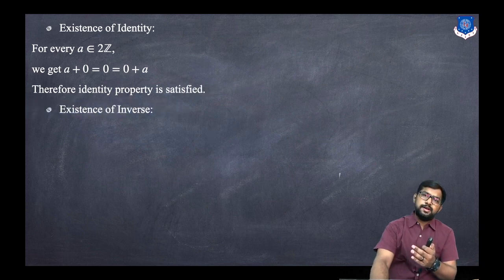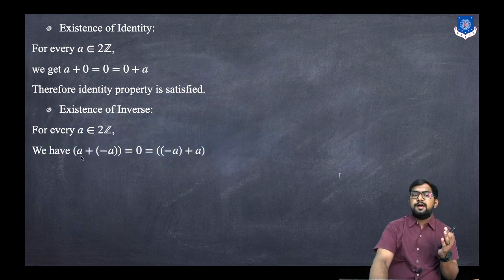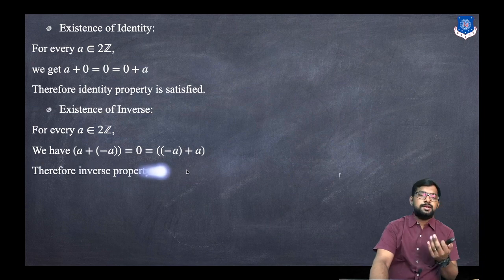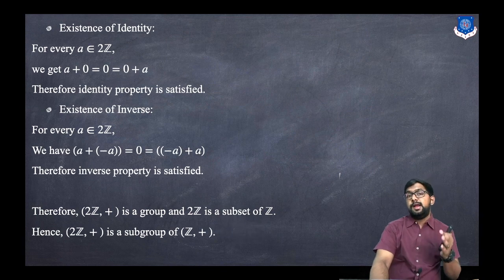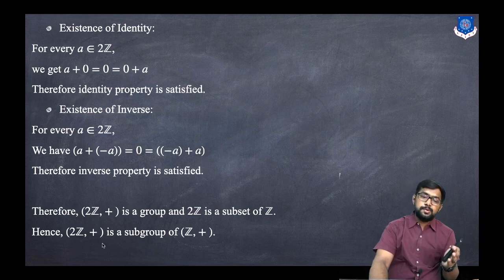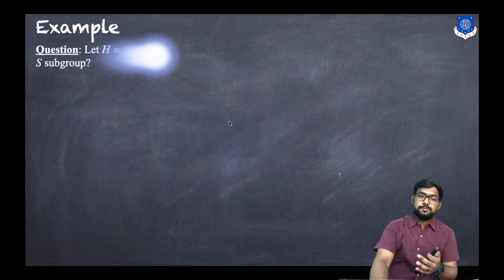Now for inverse. For every a belongs to 2Z, we have a plus minus a equals 0, that equals minus a plus a. So this is also done. Inverse exists for each and every element, so the inverse property is satisfied. Therefore 2Z plus is a group, and 2Z is a subset of Z as we discussed. So hence we can conclude that 2Z plus is a subgroup of Z plus. This type of example can be asked. Now let us discuss another example.